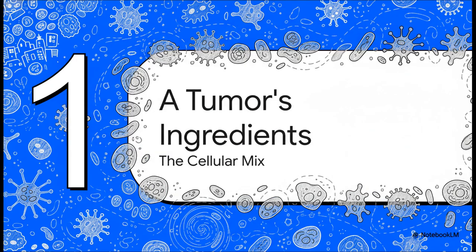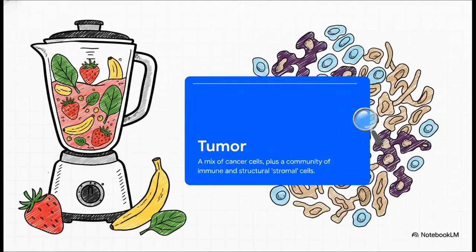See, the first thing you've got to understand is that a tumor isn't just a simple lump of rogue cells. It's way more complicated than that. It's more like a bustling, chaotic neighborhood with all sorts of different residents. You know, a great way to think about a tumor is like a fruit smoothie. When you take a sip, you don't taste just one thing, you get a blend of everything, right? A tumor is exactly the same.